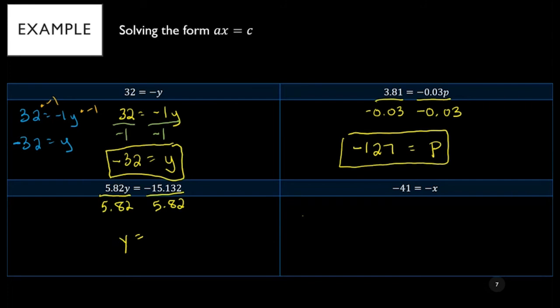So while you're getting used to it, sometimes I've seen people turn the fraction bar into a division symbol to remind yourself that you're dividing there. So that's a good practice while you're dividing to remind yourself that that's division. So I've got negative 15.132 divided by 5.82. So this gives us negative 2.6. So in this case, we leave it as a decimal because the original problem had a decimal in it, so we don't have to do any conversions.